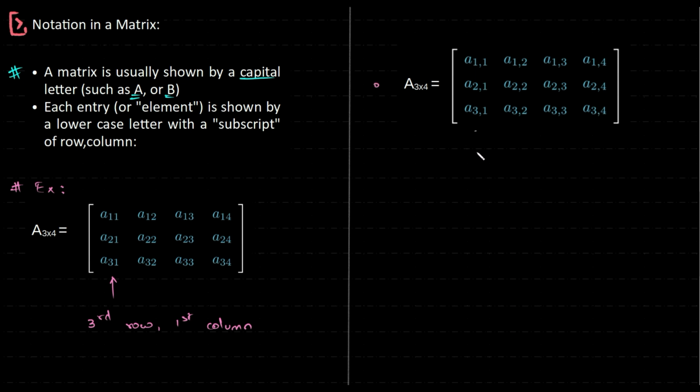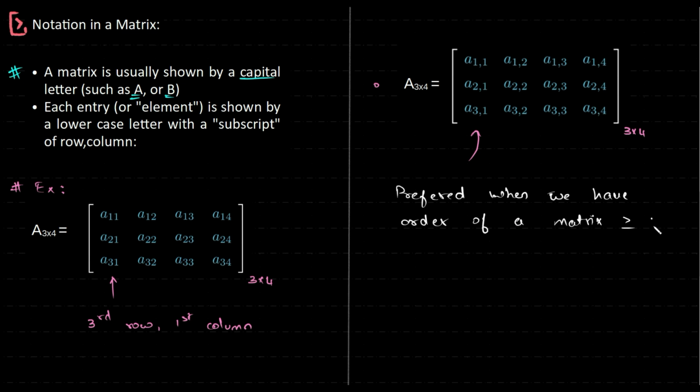So this is preferred. Why should we use a comma? Well, this is a 3 by 4 matrix. This too is a 3 by 4 matrix. But this is preferred when we have the order of a matrix to be greater than or equal to 10 by 10.